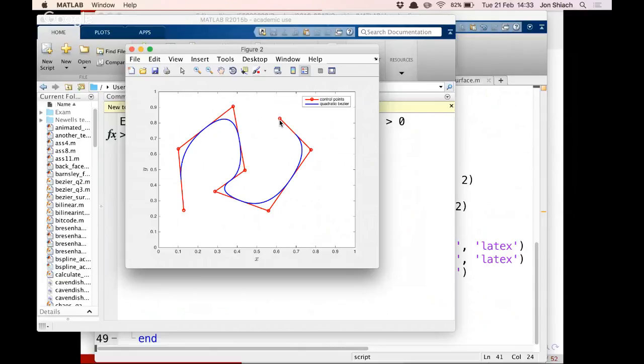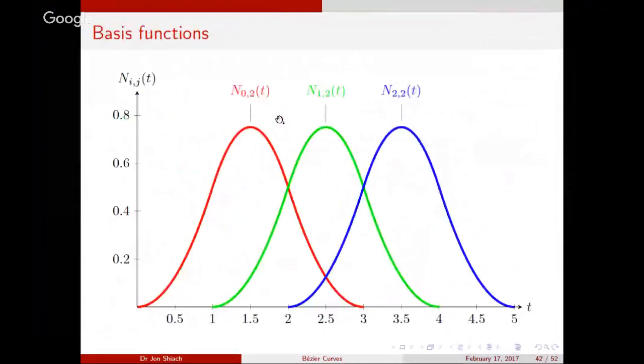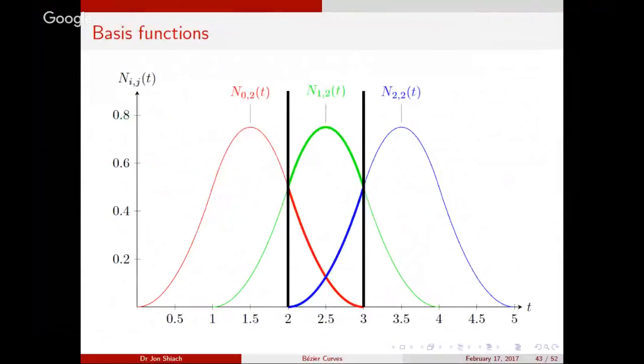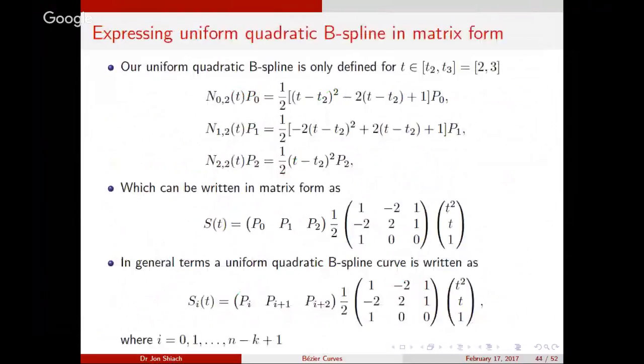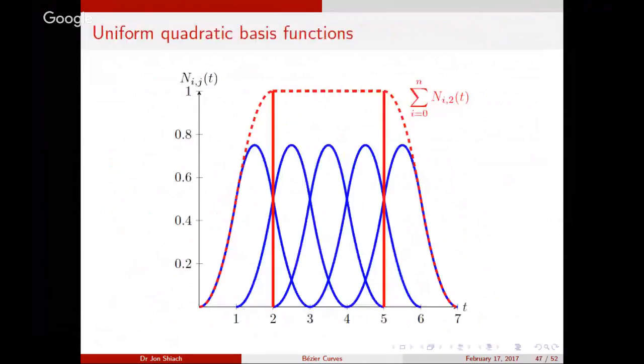If I go back to the slides, the reason it doesn't extend to the end is because it's not fully defined outside of that range. That's a bad thing. In this particular example, between knots 2 and 5, I have a B-spline defined, but outside that range, I don't.